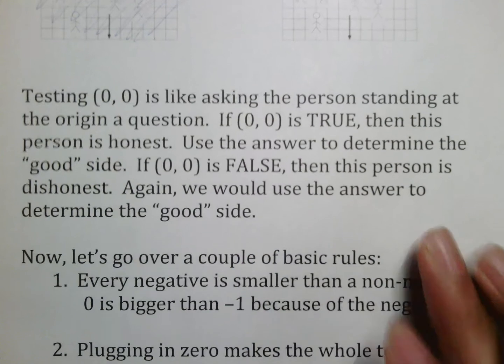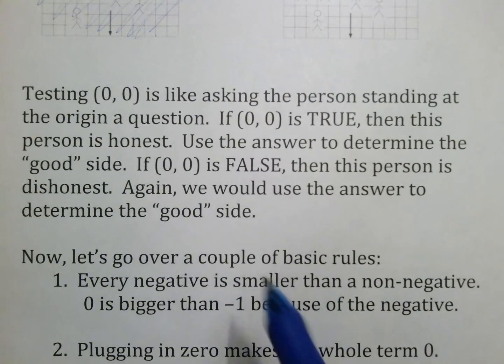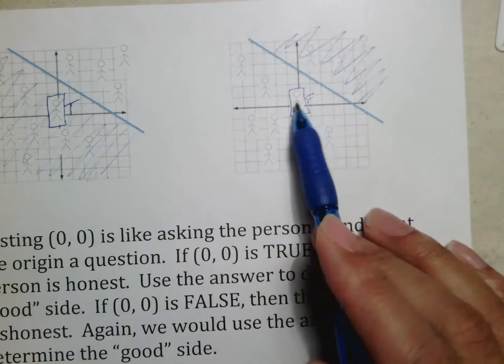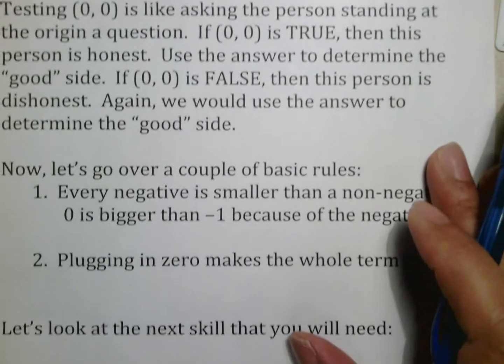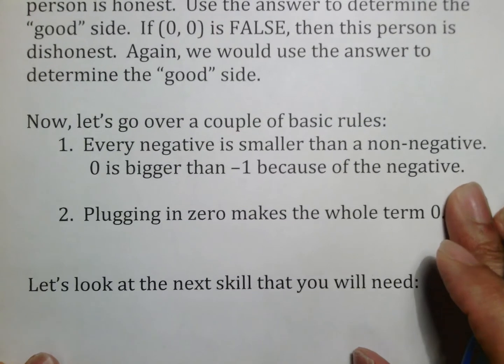So again, testing 0, 0 is like asking the person standing at the origin a question. If 0, 0 is true, then that person is honest, and we will stay there. If 0, 0 is false, then that person is dishonest, and we will leave and go to the other side. And that's all it comes down to. So let's go over a couple basic rules just to make sure you understand how to identify the good side.